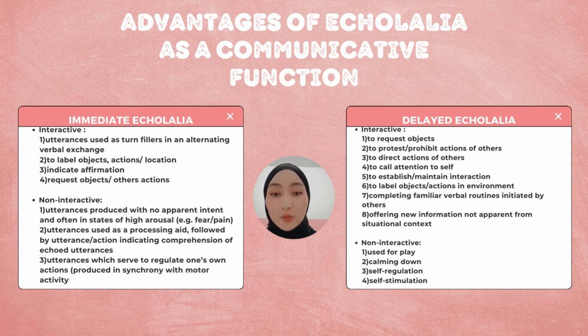There are two types of communicative function. The first one is interactive and the second one is non-interactive. So for interactive immediate echolalia, the utterances are used as turn fillers in an alternating verbal exchange. It is also used to label objects, locations, or actions, to indicate affirmation, and lastly, to request objects or others' actions.